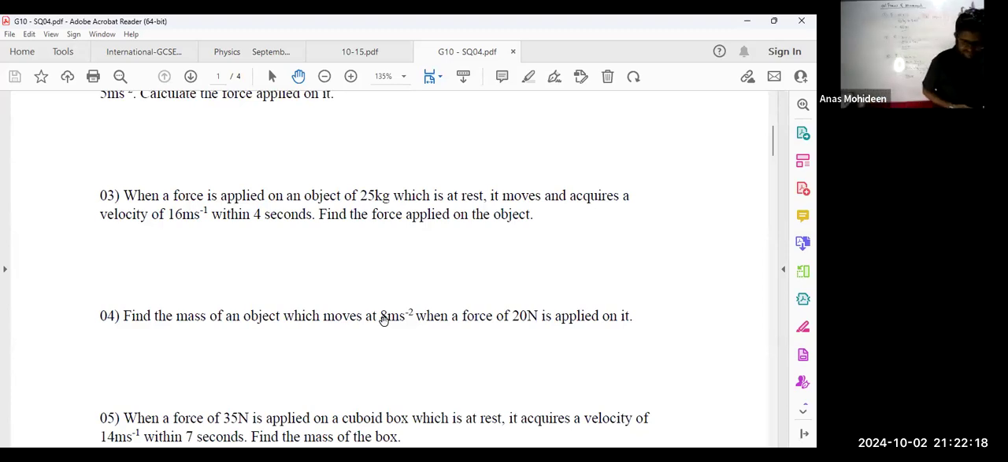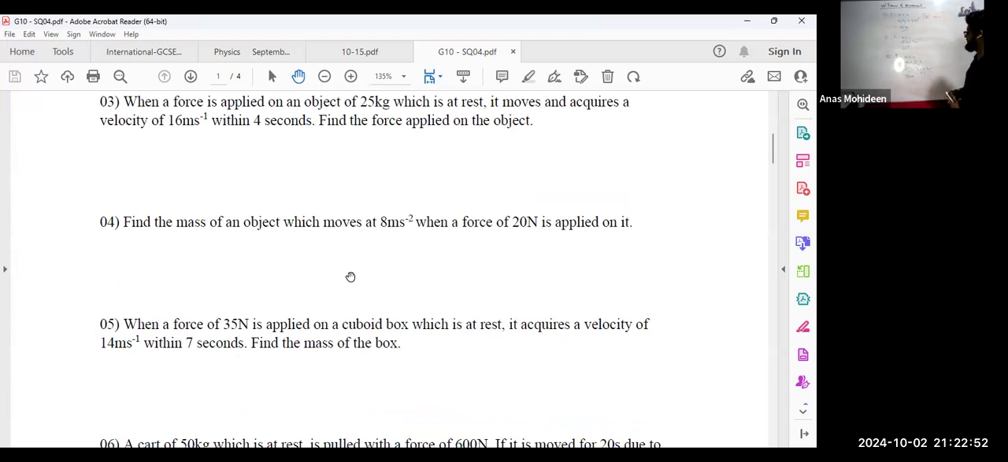100 Newton, is it? Is that 100 Newton you got as the answer? Final velocity is 16. It started from rest, so initial velocity is 0. V minus u, 16 minus 0 is 16. Dividing 16 by the time taken, 4 seconds, gives 4. 4 into 25, 100 Newtons. That's the third question's answer. I hope it's clear. If you have a question, please ask.